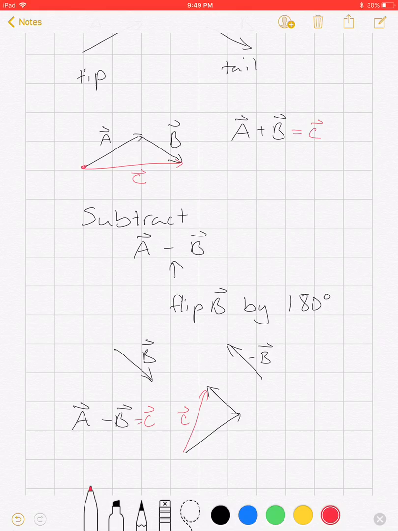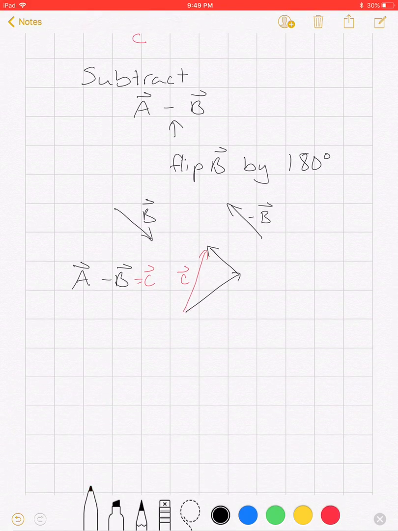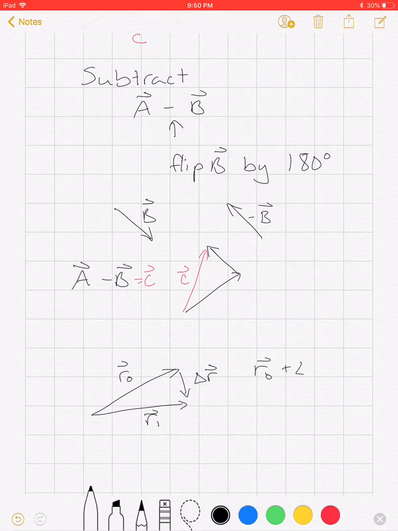So what does this have to do with our displacement vectors? Let's think about it this way. When we are going from our initial position, R0, to our final position, R1, then we are basically adding our delta R here. So remember, R0 plus delta R is going to be equal to R1. So this is a way to use vectors to find a final position from an initial position. Hopefully that all makes sense.